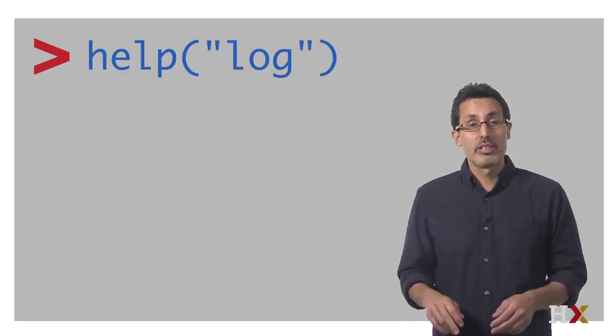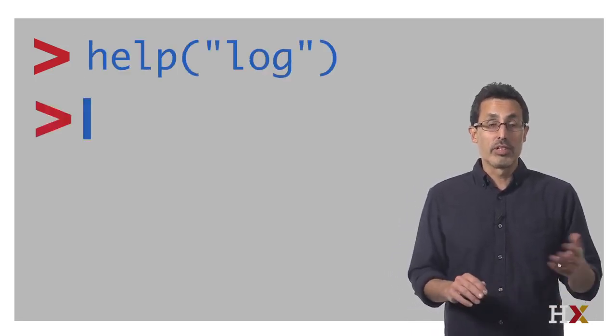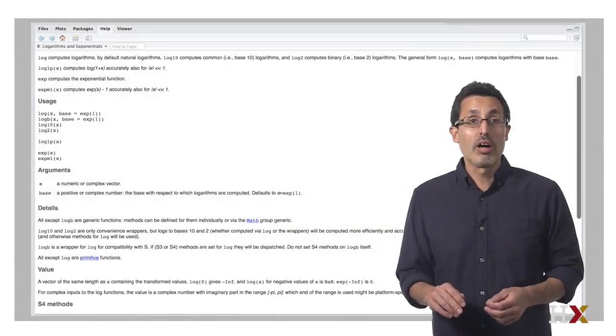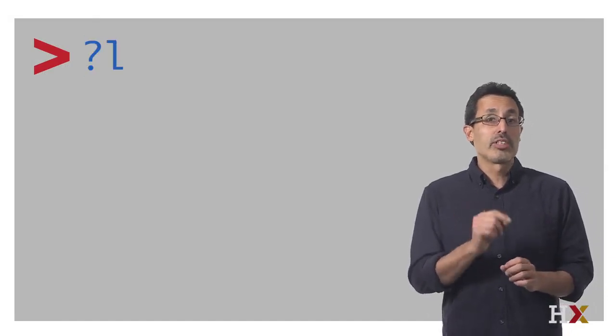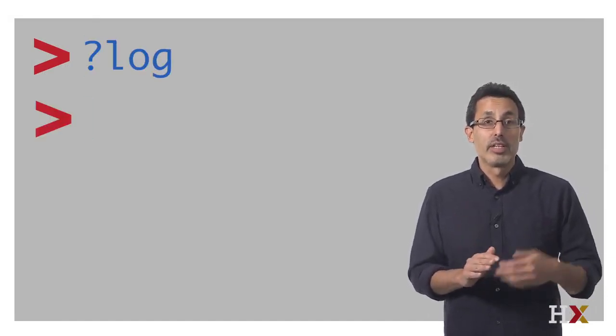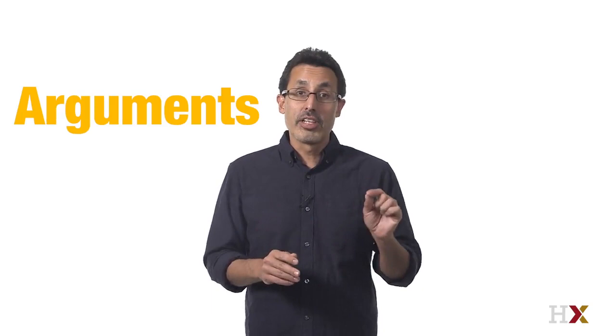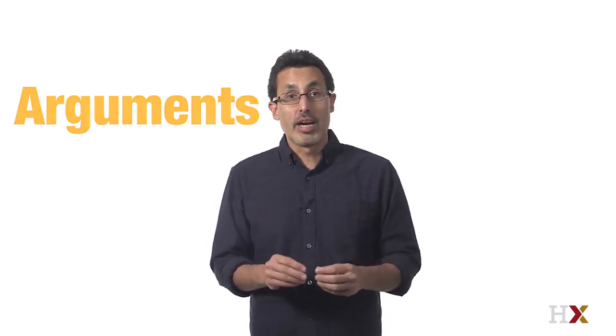Help, open parentheses, and then the function name in quotes. For example, here's the help for log. For most functions, you can use a shorthand, which is the question mark followed by the function name, and that will show you the same help file. The help file will show you what the function is expecting. These are what we call the arguments. For example, log expects an x, a value, and it also expects a base. You can see that from looking at the help file for log.